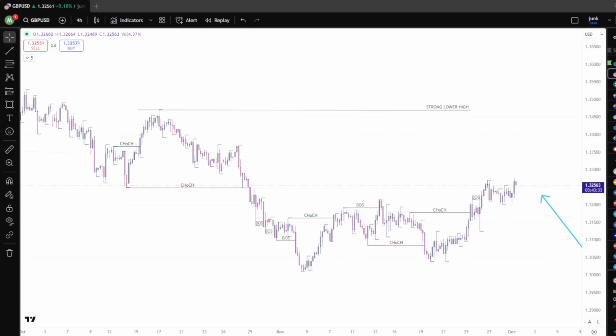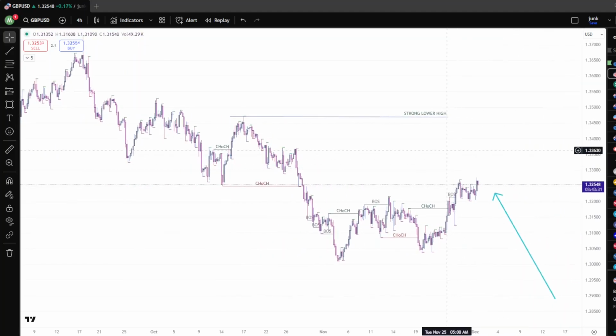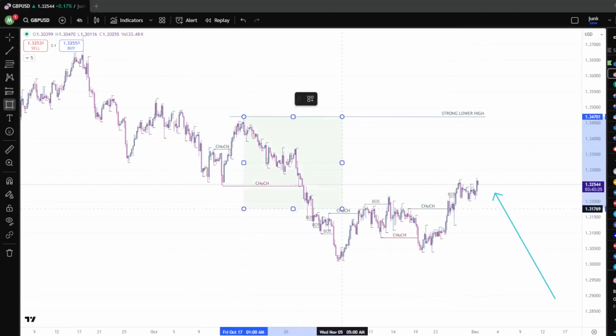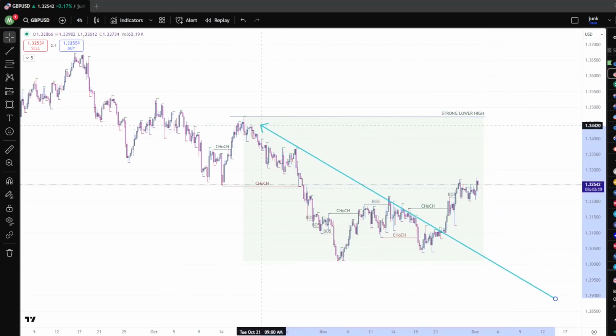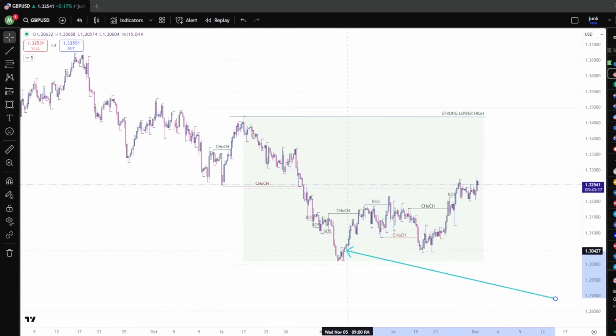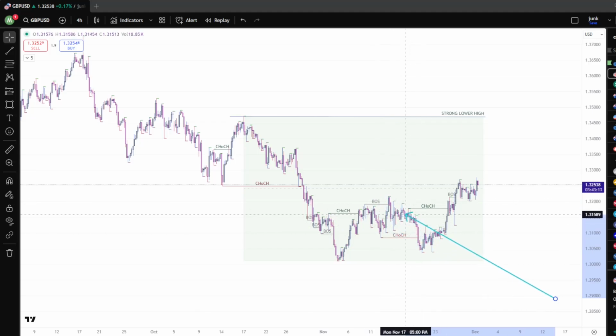GBP USD, let's map out the current range. With this being the lower high, that should not be broken. Price came off, made a lower high from these highs, made this lower low, broke structure to the upside. It continued to be choppy, consolidating sideways, kind of breaking structure within. Buyers stepped back up, broke structure to the upside: higher highs, higher lows, higher highs.